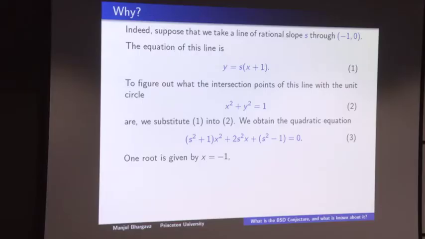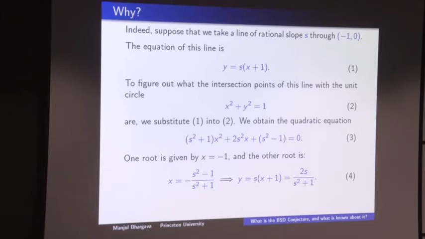We can solve that quadratic equation, say using the quadratic formula or factoring. The immediate thing to note is that minus 1 is clearly a root of this polynomial, because we already know one point of intersection between the line and the circle. x equals minus 1 is definitely a root here. So what is the other root? You work it out, and it's minus s squared minus 1 over s squared plus 1. Then once you know that value of x, you solve for y, and you find that y is 2s over s squared plus 1.